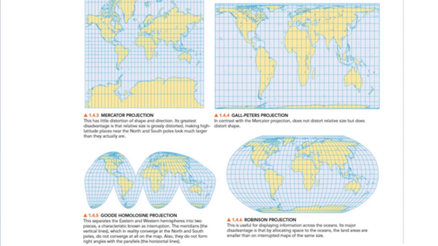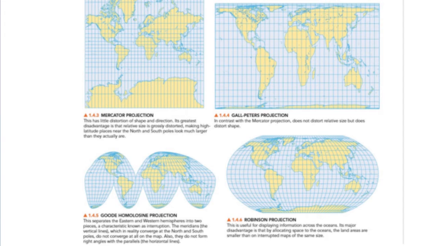The Goode Homolosine projection separates the eastern and western hemispheres into 2 pieces, a characteristic that's known as interruption. The meridians, which are the vertical lines which in reality converge at the north and south poles, do not converge at all on the map. Also, they do not form right angles with the parallels, the horizontal lines.